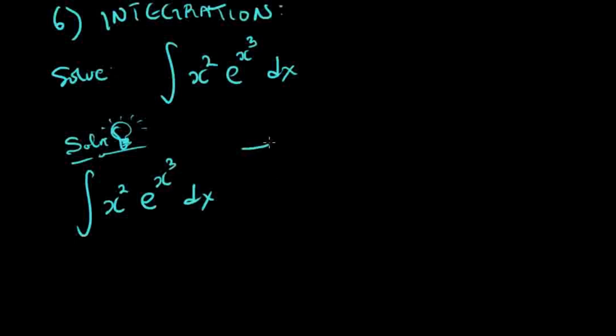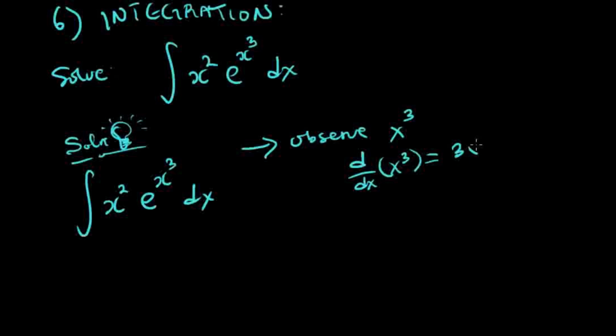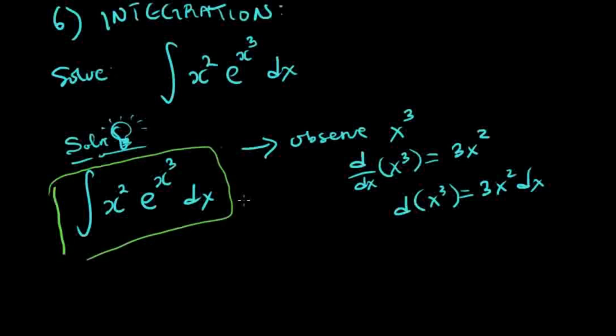You need to observe x cubed in this particular term. When we differentiate x cubed with respect to x, we get 3x squared. So in other words, d of x cubed is equal to 3x squared dx. You can now discover that if there is a way we could manipulate the integral we are given such that it looks like what I just got here, then I'll probably be good to go. So let me quickly manipulate the integral.